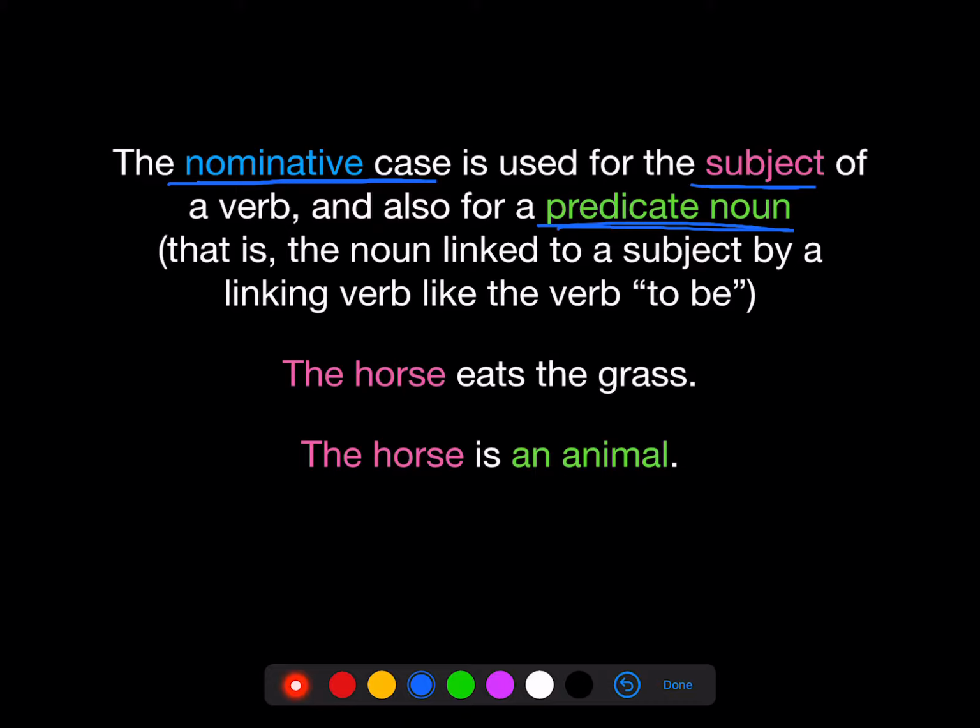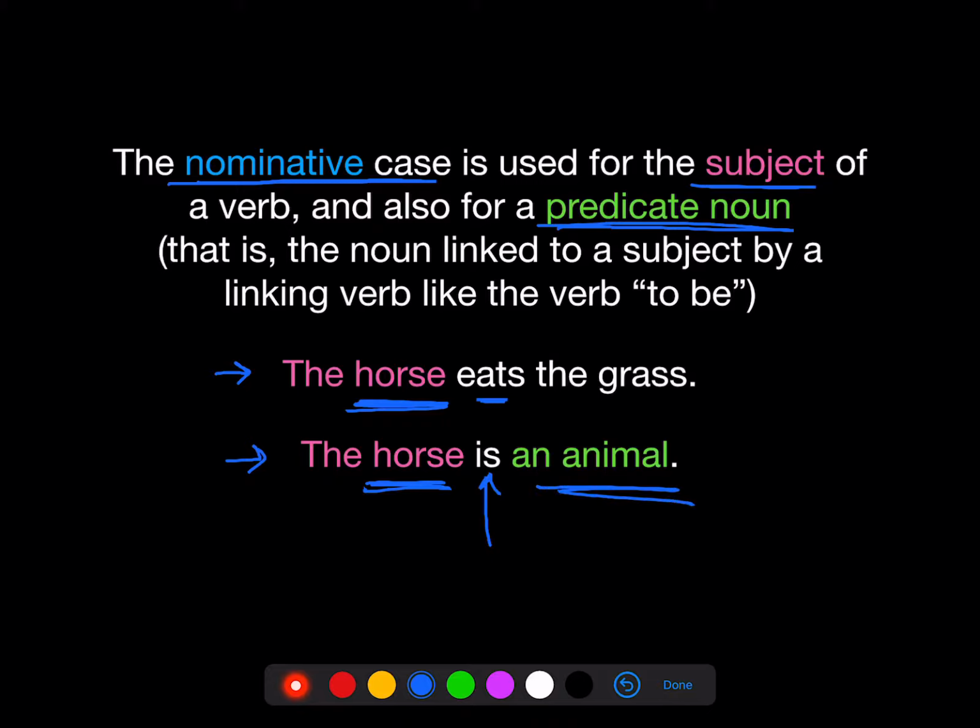So let's look at a couple of examples. Okay, the horse eats the grass. So the horse here, horse is a noun, and the horse is the subject of the verb eats. Here's another sentence. The horse is an animal. So the horse is the subject. And then is here is a linking verb. And so animal here is a predicate noun.